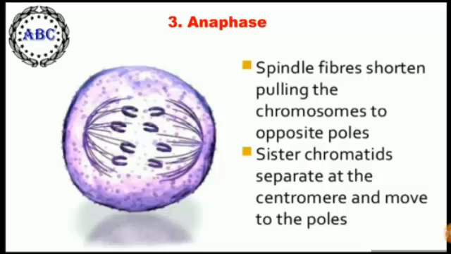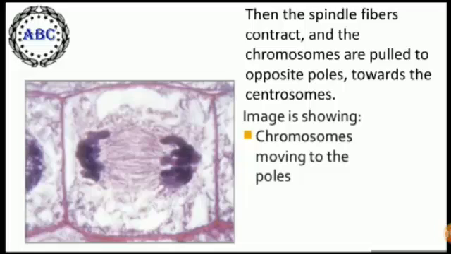Spindle fibers start shortening and pulling the chromosomes to the opposite poles. These sister chromatids separate at the centromere and move to the poles. Then the spindle fibers contract and the chromosomes are pulled to the opposite poles towards the centrosomes. Here in this image we can easily see chromosomes moving to the poles until they reach the opposite poles.